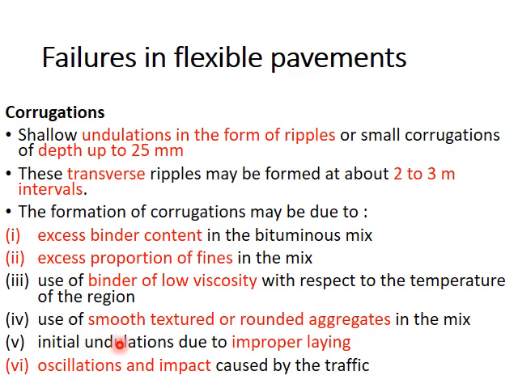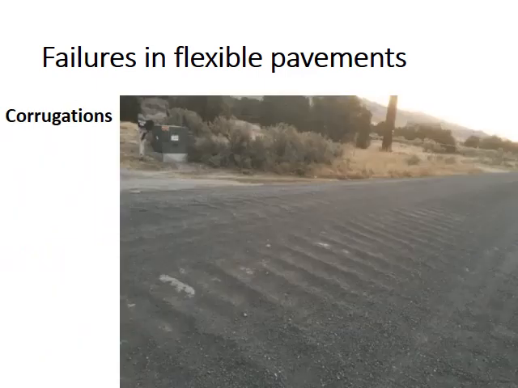Then initial undulations due to improper laying. During the laying procedure, some undulations remain on the pavement surface. Those can be counted as corrugations. Then oscillations and impact, which is caused by the movement of the traffic. All these are reasons for formation of corrugations. You can see the corrugations in the transverse direction in the pavement. So this is a wavy surface or wave-like appearance.